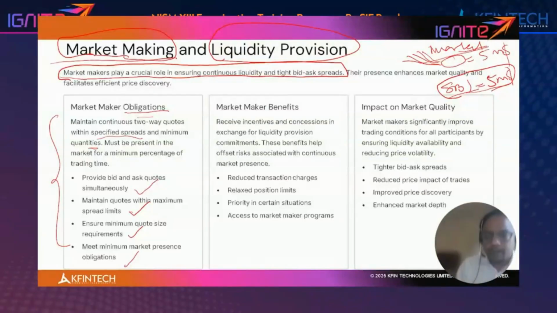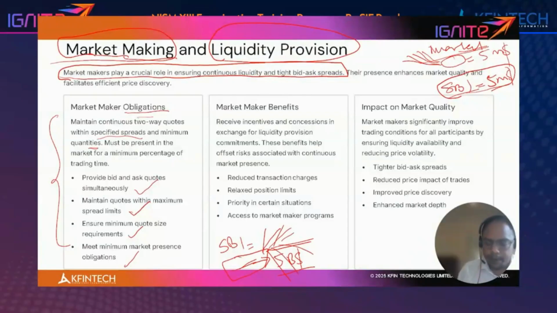That means if a market maker is, let's say, like SBI, who has a large inventory of government bonds, suppose they have $5 billion of government bonds, their job is to continuously provide liquidity to the market, either on the buy side or on the sell side, right? Because they are the market makers.